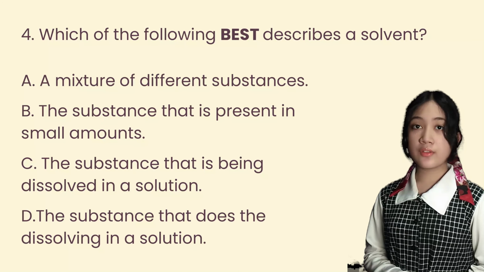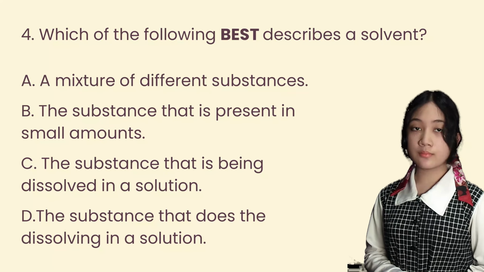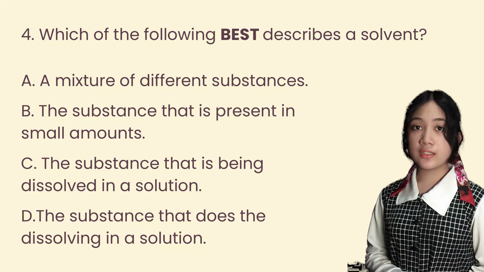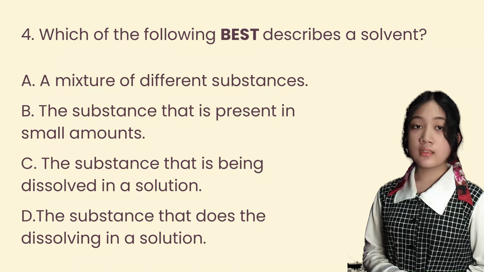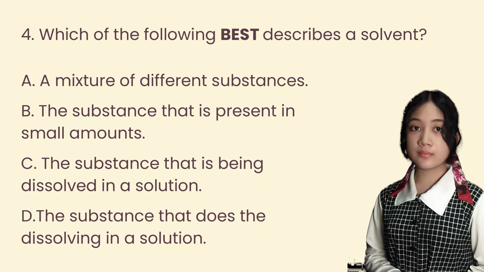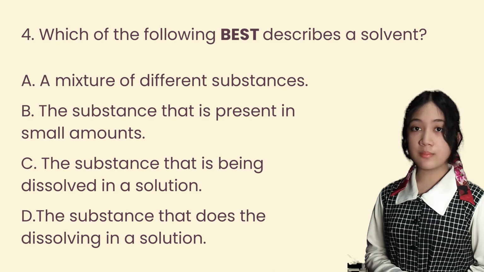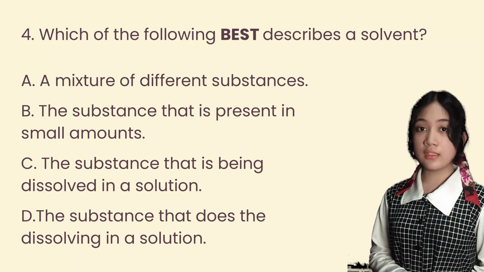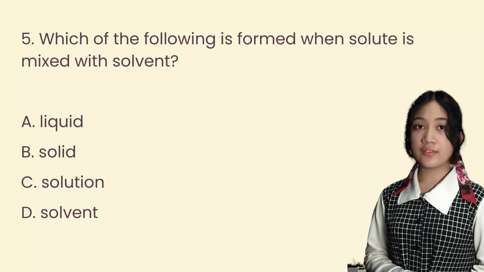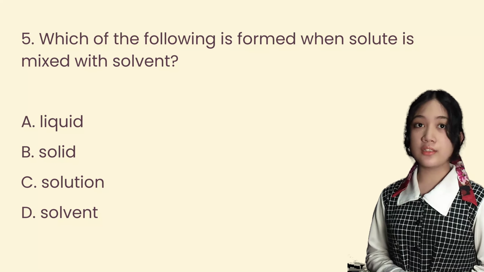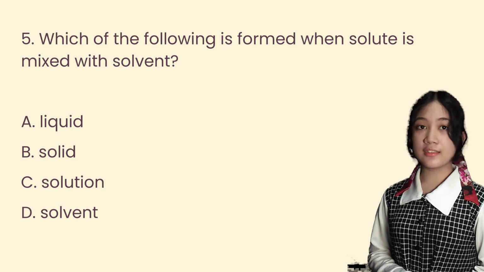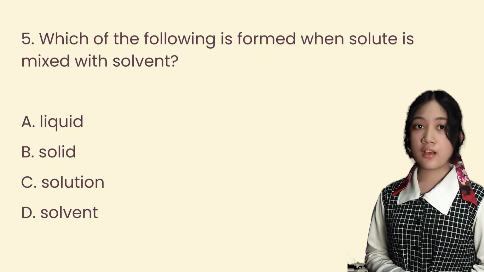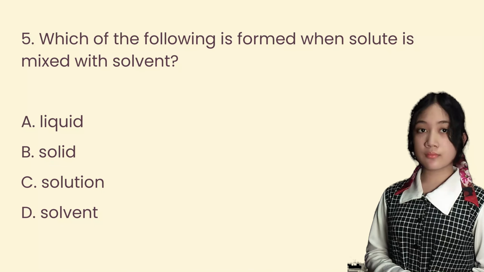Number 4. Which of the following best describes a solvent? Letter A. A mixture of different substances. Letter B. The substance that is present in small amounts. Letter C. The substance that is being dissolved in a solution. Letter D. The substance that does the dissolving in a solution. Number 5. Which of the following is formed when solute is mixed with solvent? Letter A. Liquid. Letter B. Solid. Letter C. Solution. Letter D. Solvent. Did you notice that these were the same questions a while ago?